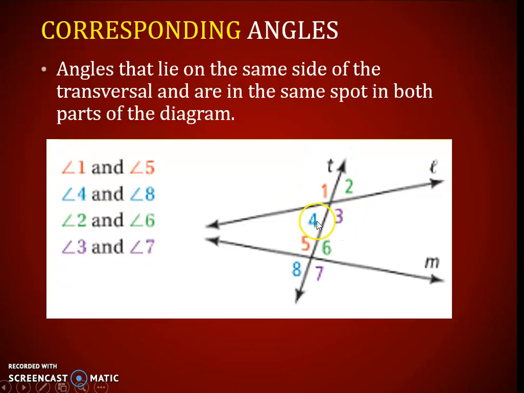And then you have 4 and 8. Those are in blue. That's the corresponding angle. They're in the bottom left. And then 2 and 6, they're green. They're on the top right. And then 3 and 7, they're in purple. That's bottom right. So these are corresponding angles. That means they're in the same spot.